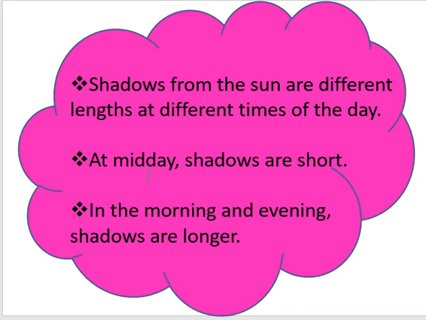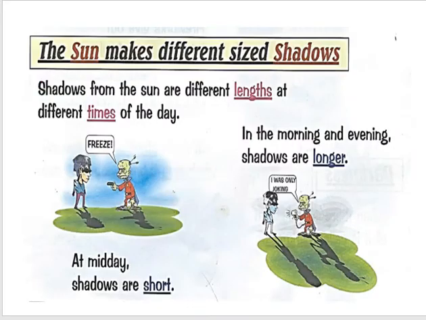At midday, which is in the afternoon, shadows are usually very short. But in the morning and the evening, shadows are what? They are long. They are longer, but in the afternoon, they are short. Okay, so let's go to the next one and see why shadows are short in the afternoon and long in the morning and in the evening.